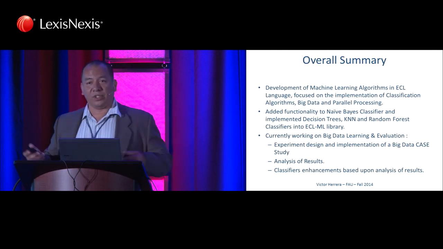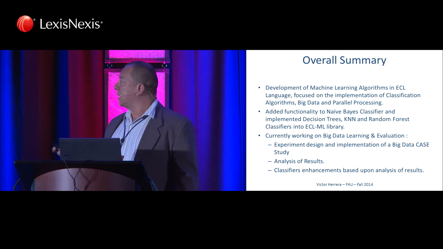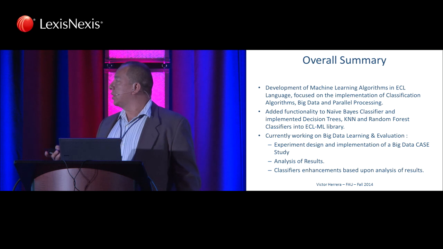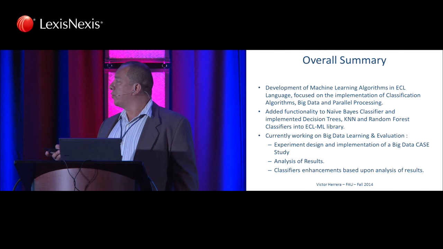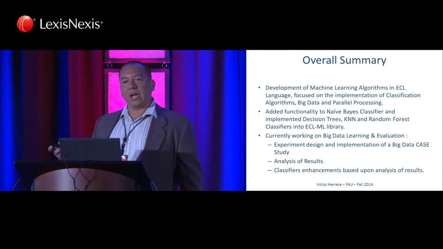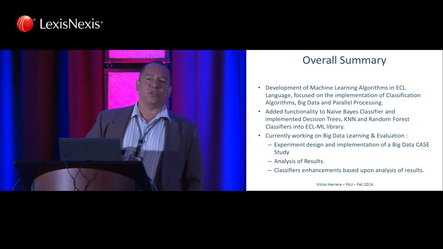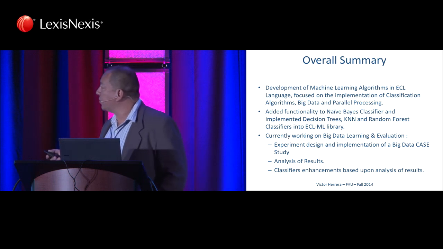So, summing up, our project was focused on implementation of classification algorithms for big data using parallel processing. We added functionality for naive classifiers, implemented decision trees, KNN and random forest classifier into the machine learning library from ECL. And right now, we are currently evaluating all of these classifiers together, comparing and finding the flaws that we have to improve to make it faster.